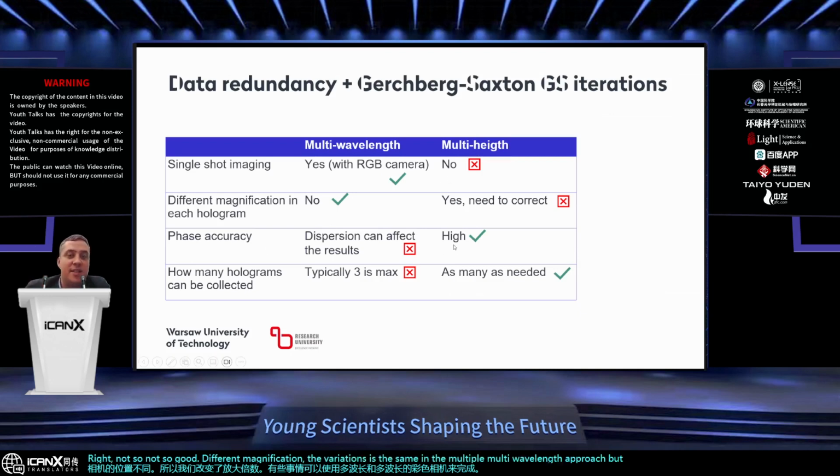Phase accuracy is high in multi-height, but in multi-wavelength it can be problematic because of the dispersion, because we use, after all, different wavelengths. And how many holograms? Typically 3 in multi-wavelength, and in multi-height as many as needed. We use 8 to 9.